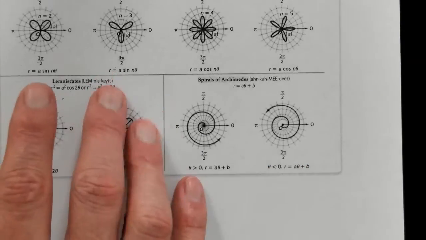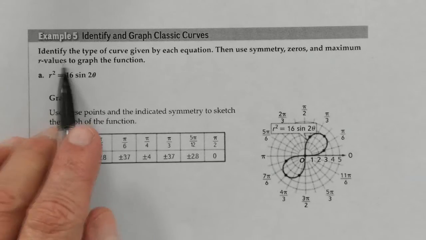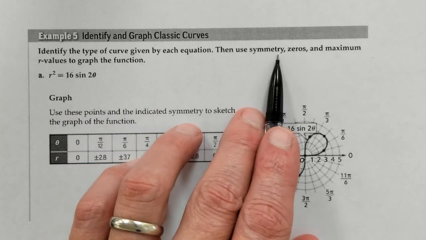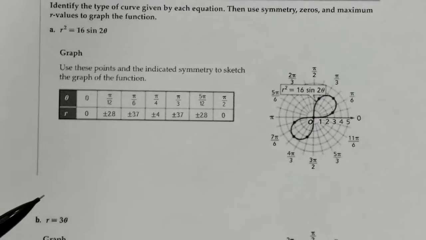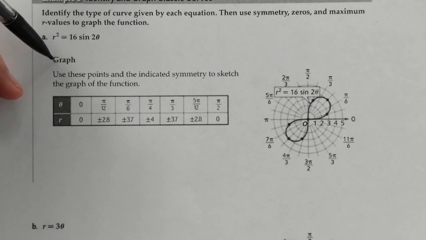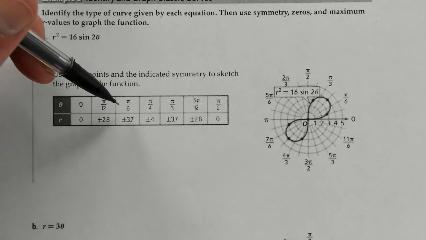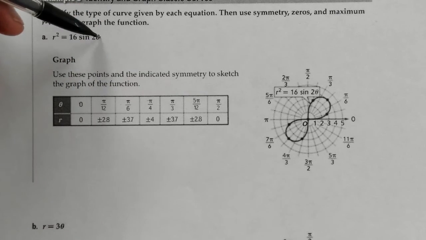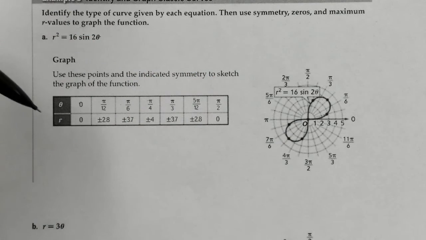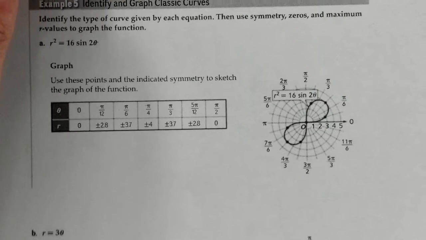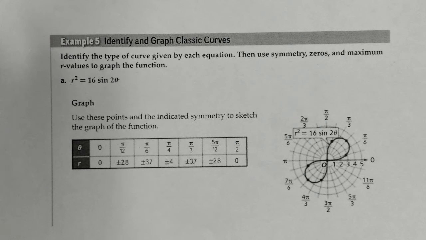All right. So, for example, we can take a look at an example like this. It says, identify the type of curve given by the equation, then use the symmetry, zeros, and maximum r values to graph the function. The graph is already given to us, but if we wanted to graph it, we have a couple of different ways. By hand, it would look like this. We could plug in angle values, use the equation to get radius values, and then plot the points until we can see what shape is formed. However, that is the long, non-technology-based, laborious way to do it.